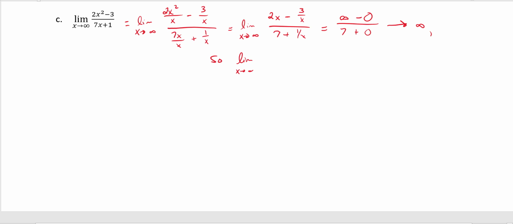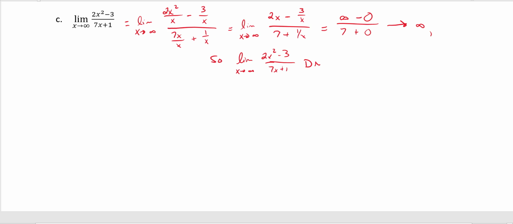So what do we know about the limit as x is approaching infinity of 2x squared minus 3 over 7x plus 1? It does not exist, right? So it does not exist, but it does approach infinity. So we can say it approaches infinity, but we know that limit does not exist.